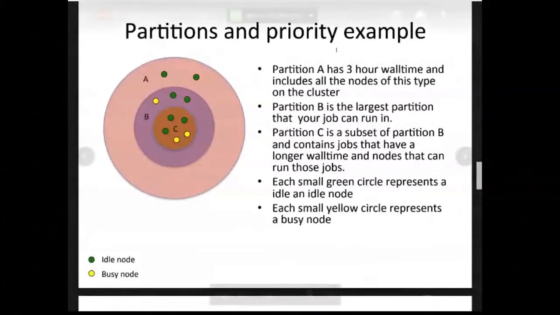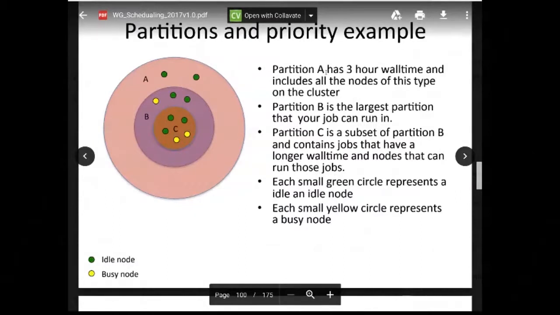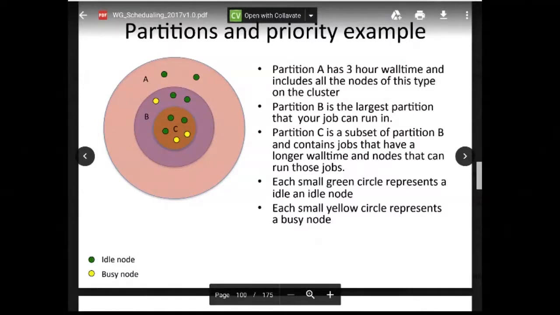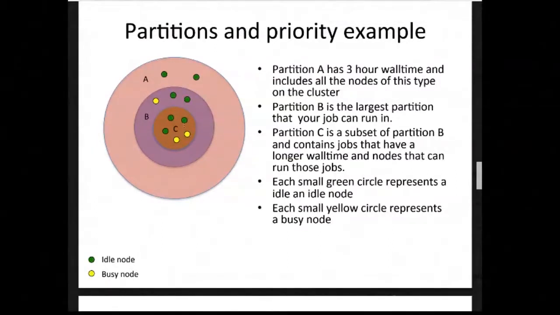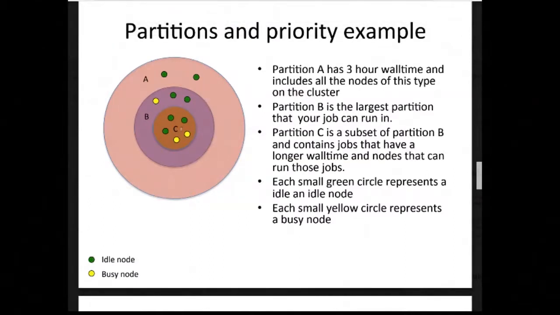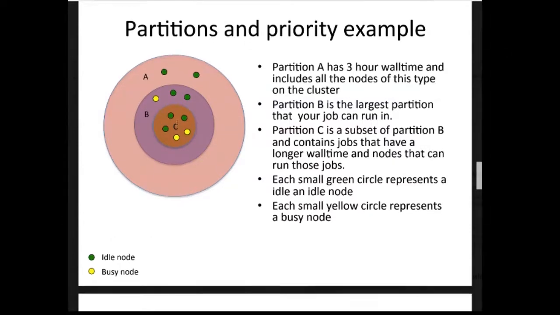Here we can have an example. We have partition A that has a 3-hour wall time and includes all the nodes in the cluster. Partition B is the largest partition your job can run in. And partition C is a subset of partition B. Each small green circle represents an idle node, and each small yellow circle represents a busy node.